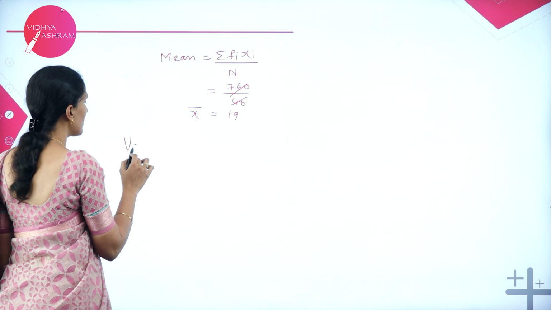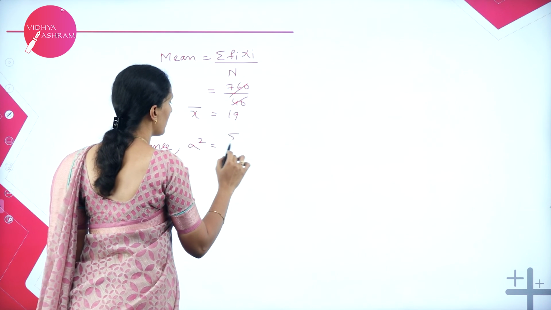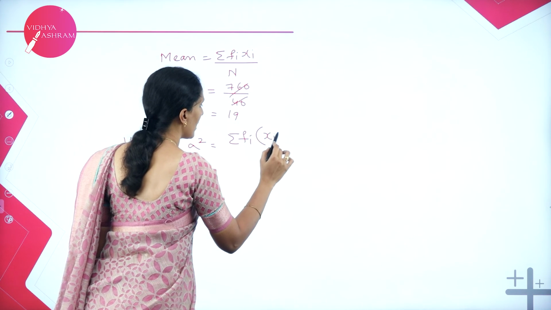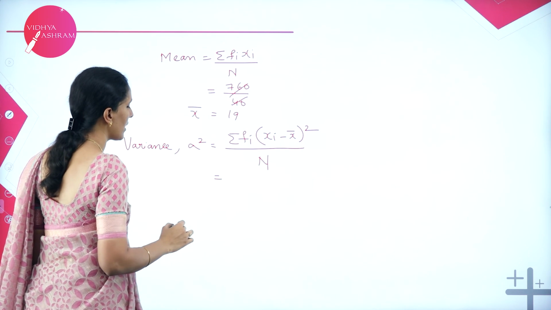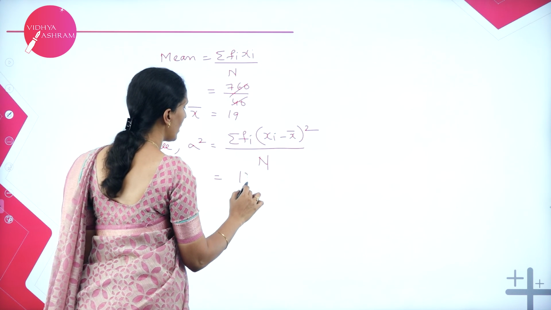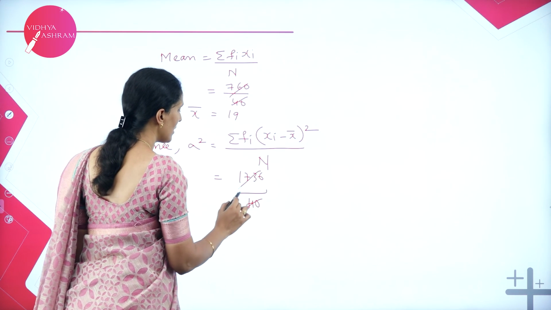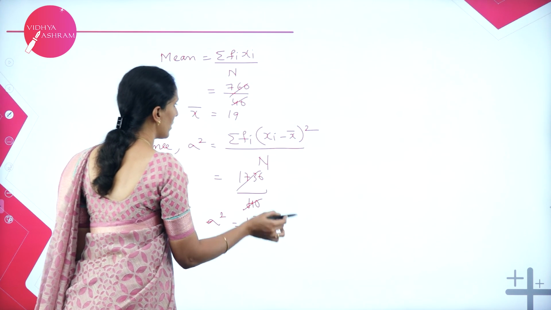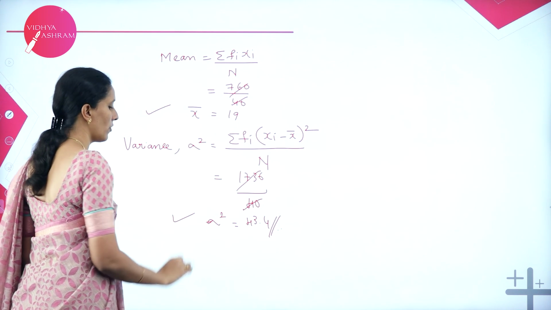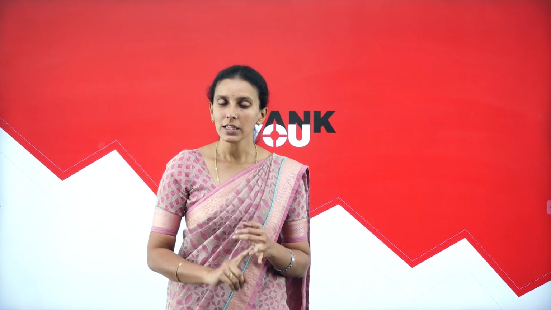So now variance. So variance is sigma square equals summation fi xi minus x bar whole square, whole divided by n. So summation fi xi minus x bar whole square, what you got is 1736 divided by n. So that is 40. So when you cancel, sigma square is equal to 43.4. So they have asked you to find out mean as well as variance. So here in this session, we have calculated the mean, variance and standard deviation for the given grouped and ungrouped data.